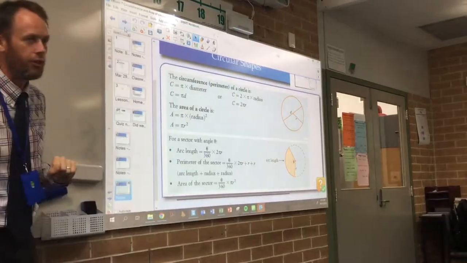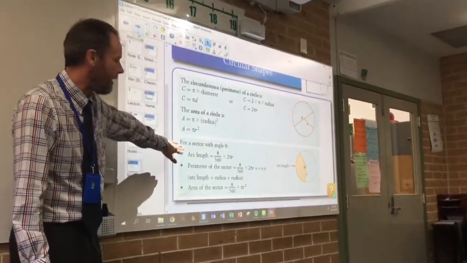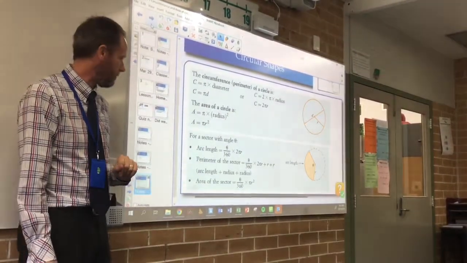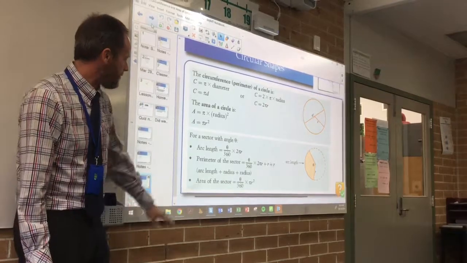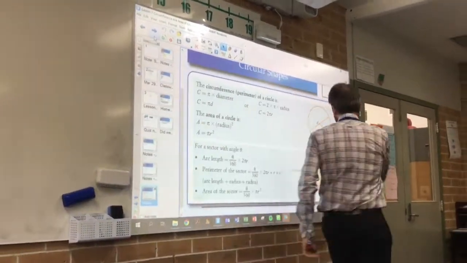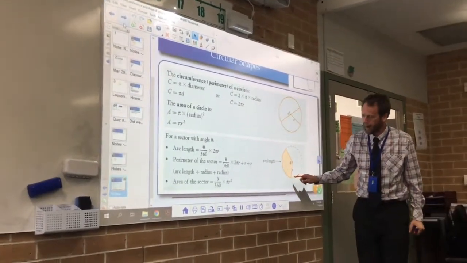So if that's just the thing I look for, that's the thing I remember. However, we're extending it this year. And the extension this year is to look at when you don't have a full circle, like our example here. And so you actually have to work with finding, for example, this distance around here, what we call the arc length.